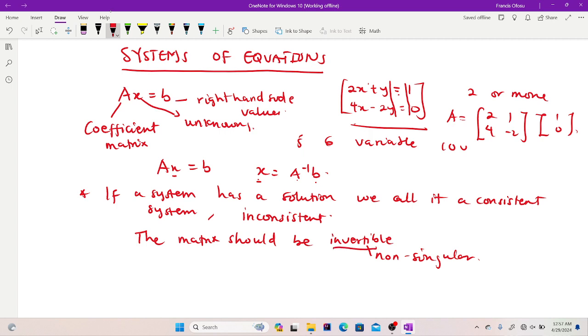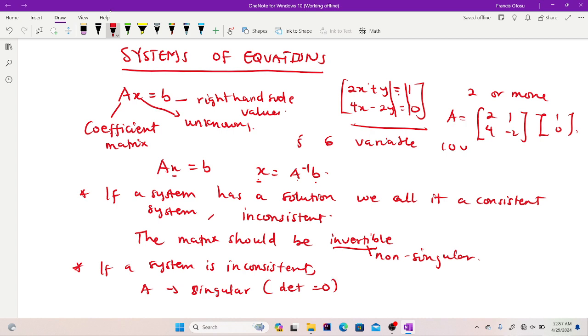So take note. If a system doesn't have a solution, that is, if a system is inconsistent, then the coefficient matrix A is what? A singular matrix. Or you can say that it has a determinant of 0. So whenever the coefficient matrix gives a determinant of 0, it means that we can't find a solution to the system, right? So take note of that.